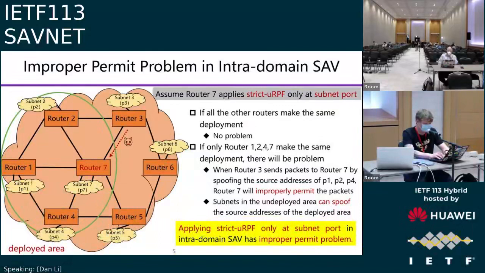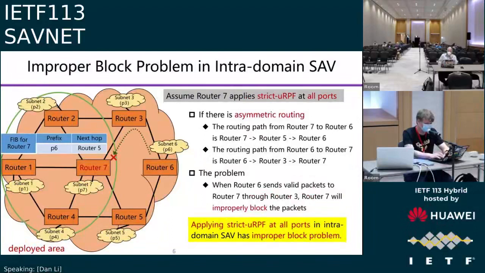Note that it means the subnets in the undeployed area can spoof the source addresses of the deployed area, which will hurt the incentive of routers or operators to deploy SAVE mechanisms. Therefore, applying strict URPF only at the subnet port in intra-domain SAVE has the improper permit problem. Then we may ask, how about letting each router apply strict URPF at all the ports? Okay, let's just use the same figure and the same example. Now, router 7 applies strict URPF at all the ports.